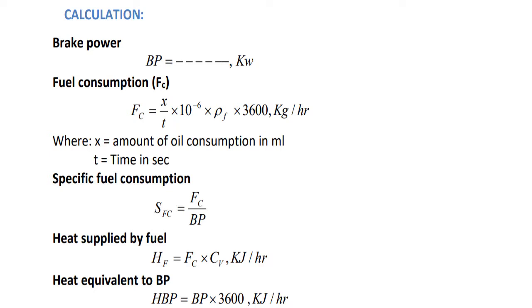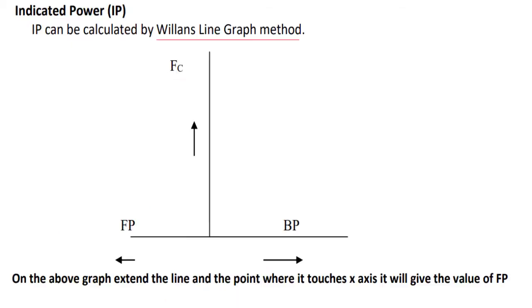Thereafter we can also find different types of heat, but that we will find during the heat balance sheet. For Willians method we only need two things: one is IP and second is brake power. We are also finding the fuel consumption. Thereafter we will use this graph to draw our Willians line, where we plot the brake power and the fuel consumption points.